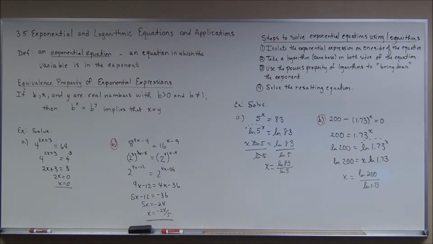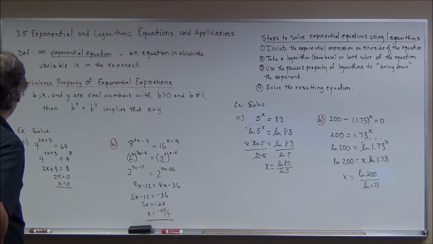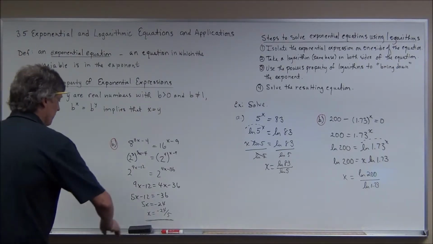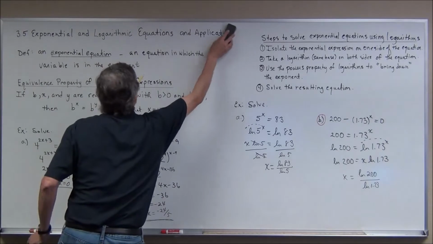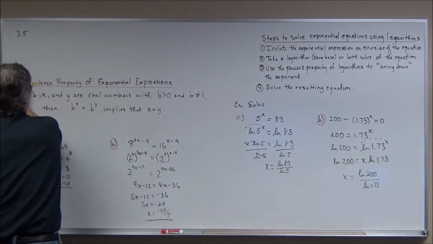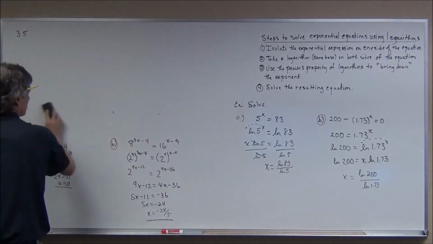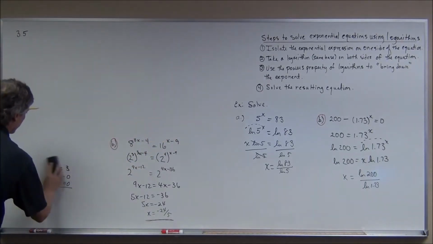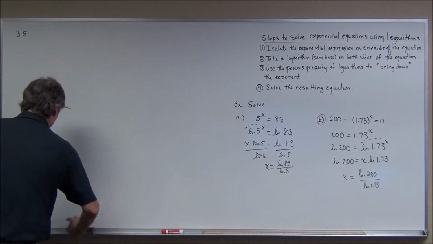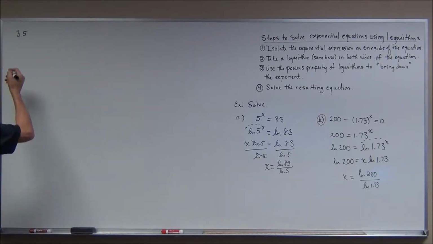If they ask for a decimal place, then you just go ahead and get your calculator out and approximate that. Now I have a couple more equations I'm interested in showing, but I'm out of space. So if you can bear with me, give me just a moment. I'm going to erase this and see if I can do a couple more equations. Lots of equations in this chapter, and I have a couple more that involve the variable in the exponent.